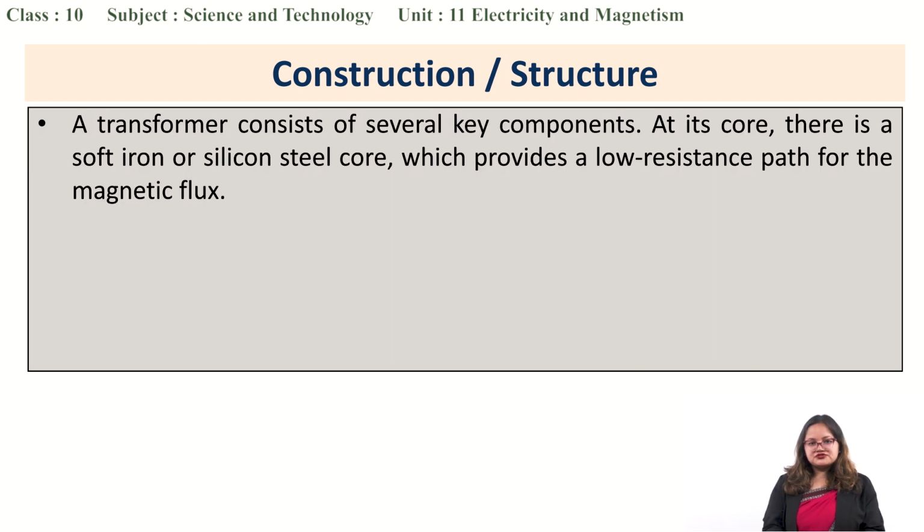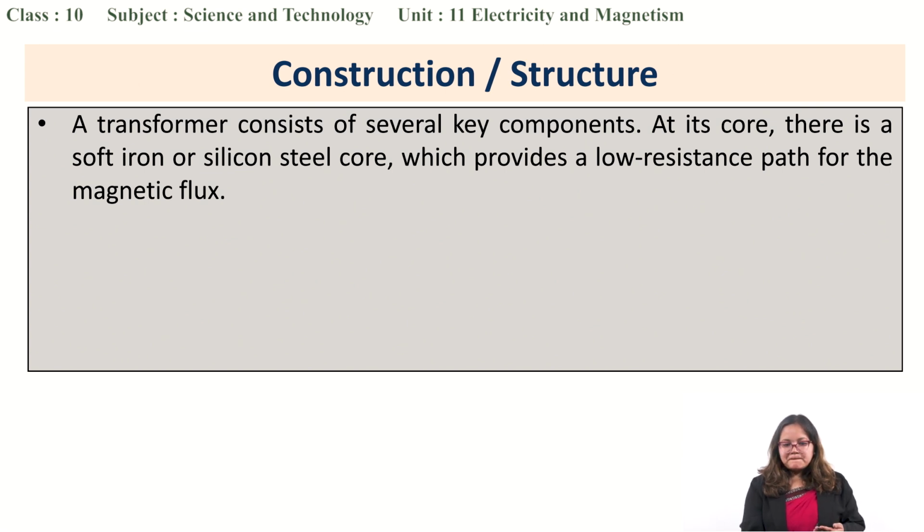Okay, so now let's recall what we studied and go in depth. A transformer consists of several key components as mentioned. At its core there is a soft iron or silicon steel core, which provides a low resistance path for the magnetic flux. Earlier we said that the laminated core helps us reduce the energy loss. Another thing it does is enhance the path for the magnetic flux. It helps the magnetic fields to easily pass from the primary coil to the secondary one.